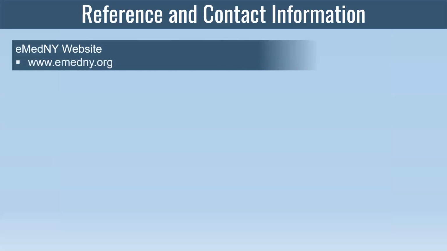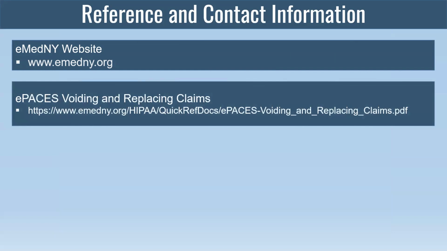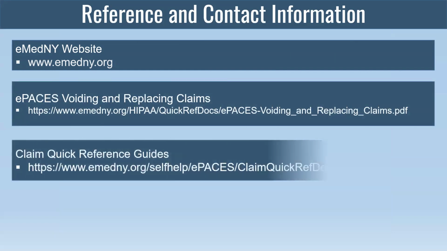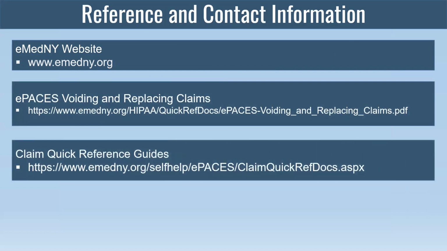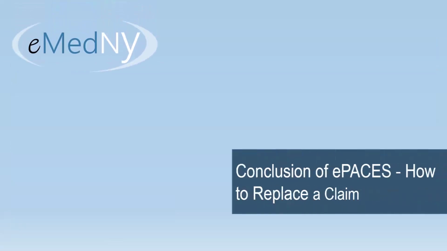For additional information regarding ePACES, please visit the emedney.org website. Refer to the ePACES Voiding and Replacing Claims reference sheets, along with ePACES Claim Quick Reference Guides. For further assistance, please contact the eMedNY call center at 800-343-9000. This concludes our ePACES How to Replace a Claim tutorial.